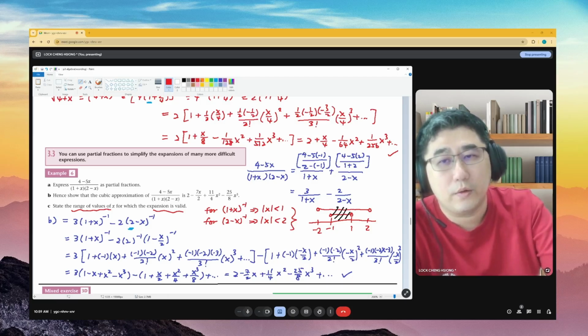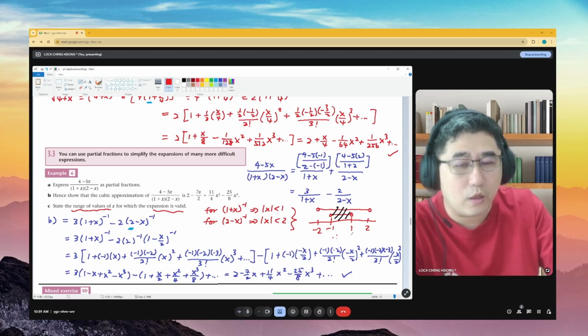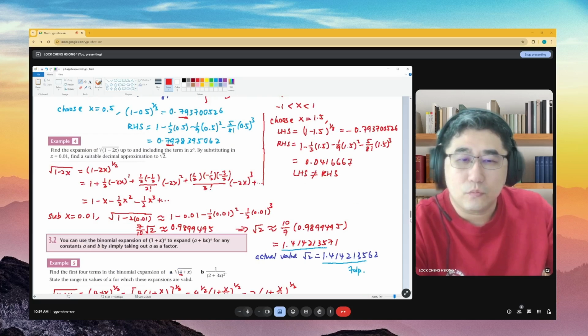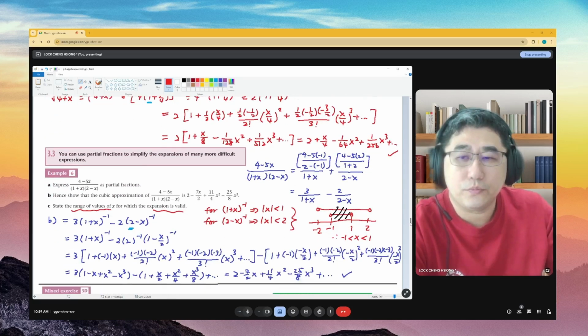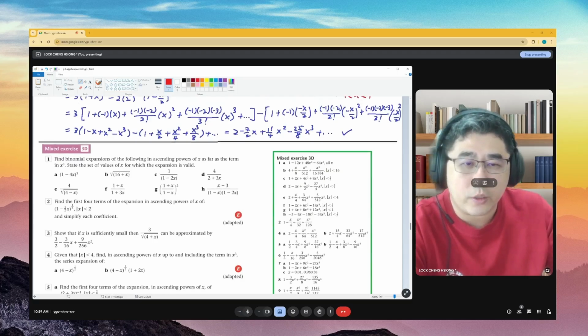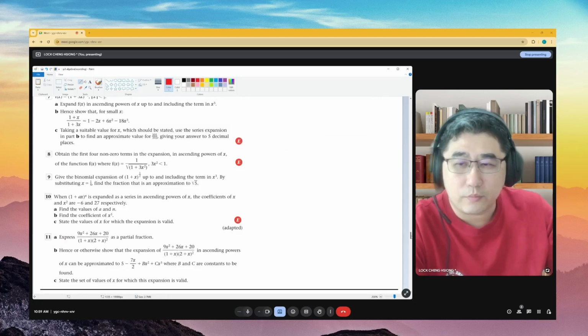Therefore, over here, the interval of x where the expansion is valid is x between minus 1 and 1. Then the rest of the things will be exercises that you can try to do. There will be a bunch of exercises here that you can do.